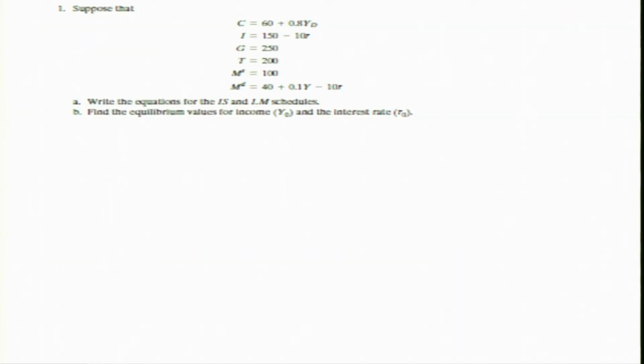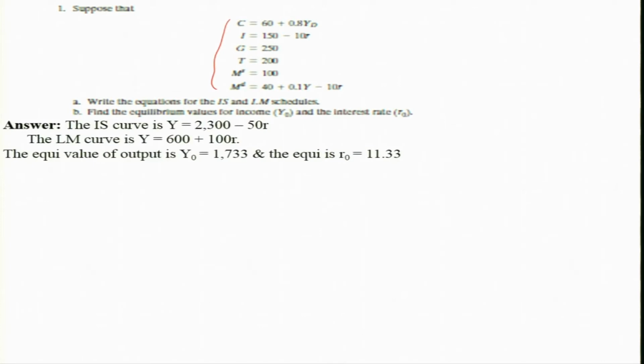You can also do some numerical exercise in order to find the equation for the IS curve and the LM schedule, as well as calculate the equilibrium value. So here, given some values for relevant variables, write the equation for the IS and LM schedules, and similarly find the equilibrium values for income and interest rate. So here is the solution. The IS curve can be written as Y equal to this. This is the IS curve written in terms of income, and the LM curve can be written like this.